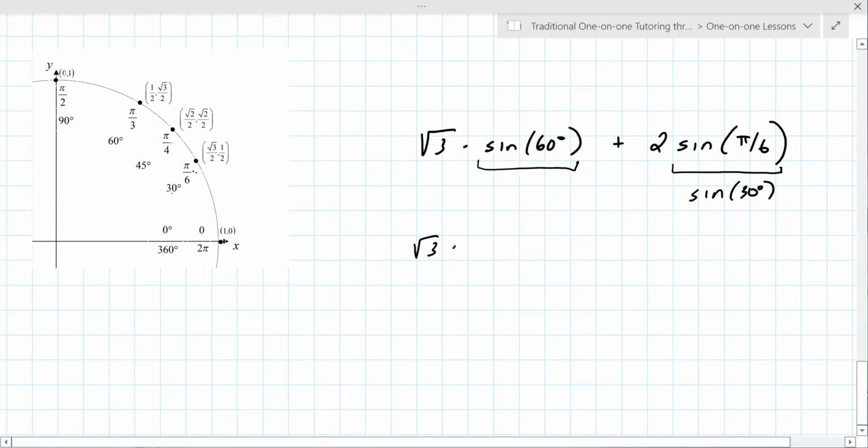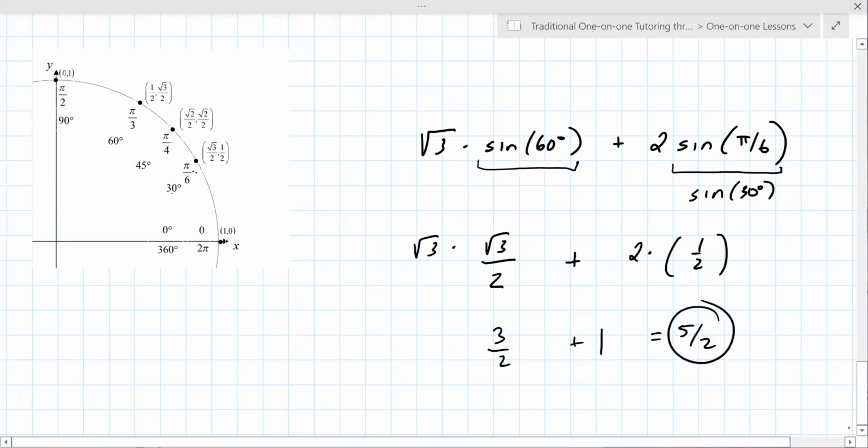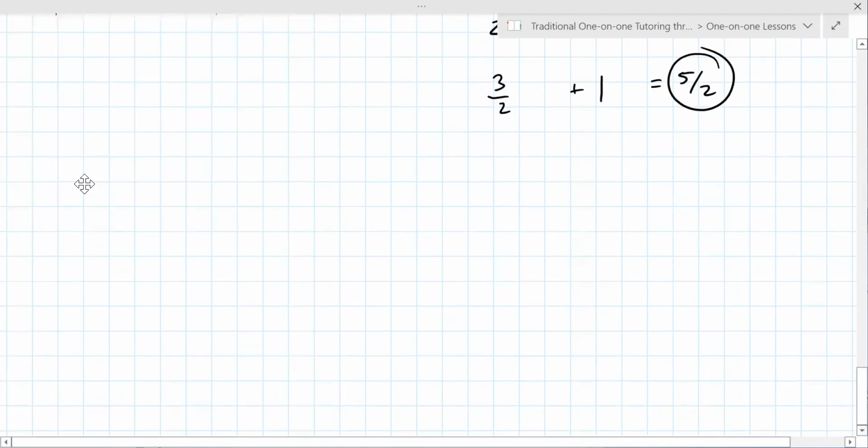Do you have an answer for me? Is it 5 over 2? Okay, so before I answer that, what did you get for the sine of pi over 6? I got 1/2. Perfect. So yeah, it's 3 halves plus 1, which is 5 halves. Perfect. Okay, fantastic. So now here's some things that I'm going to bring up now just to help increase the complexity of this.